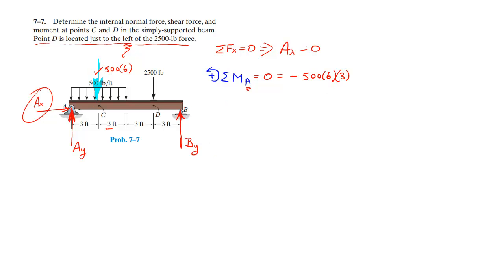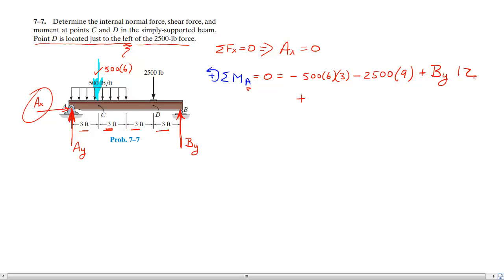So that took care of this one. Now let's take care of this one. This one's going down, so it's minus as well, 2,500. Quite a big load, and it's all the way over 9 foot. The only other thing I have left is BY itself. BY is going the opposite direction, meaning it's plus BY, and it's not 3, 6, or 9, but 12 foot over.